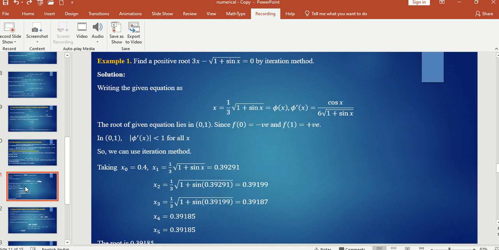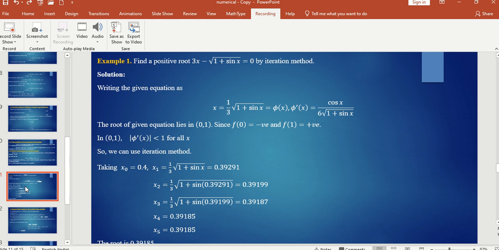So we can use the iteration method. Take x naught as any value. Here we can choose x naught equal to 0.4, which is any point between 0 and 1. Then x1 equal to 0.39291.